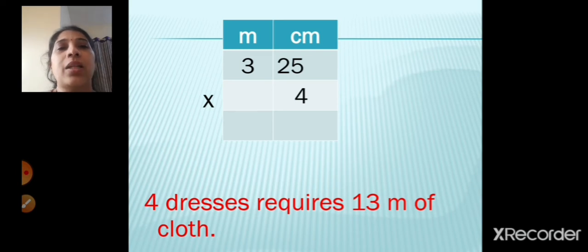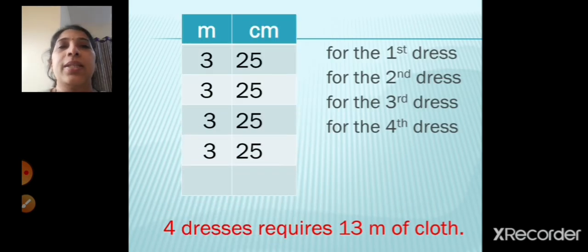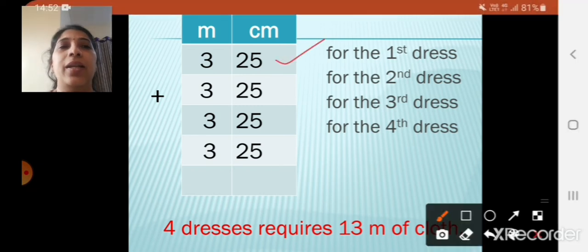There is one more method of carrying out this word problem. So let's see that second method. So you will again prepare 2 columns, meter and centimeter. Right? So the first dress requires 3 meter 25 centimeter. Now the second dress will also require the same amount of cloth, 3 meter 25 centimeter. Then the third dress will require again 3 meter 25 centimeter. And the fourth dress will also require 3 meter 25 centimeter. So we will write 4 times 3 meter 25 centimeter and we will add all of them.